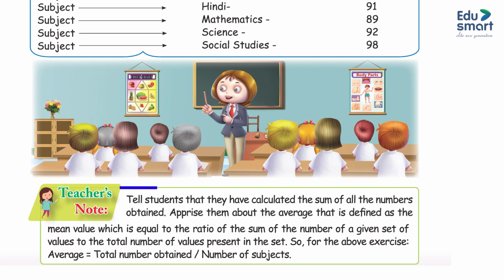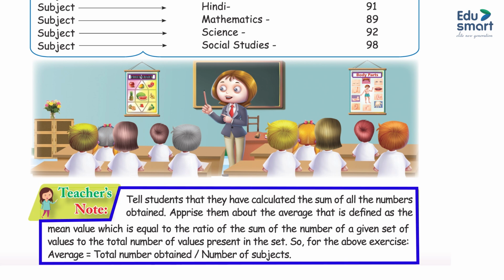Teacher's note: tell students that they have calculated the sum of all the numbers obtained. Apprise them about the average, which is defined as the mean value, equal to the ratio of the sum of a given set of values to the total number of values present in the set. So, for the above exercise, average is equal to total marks obtained divided by number of subjects.